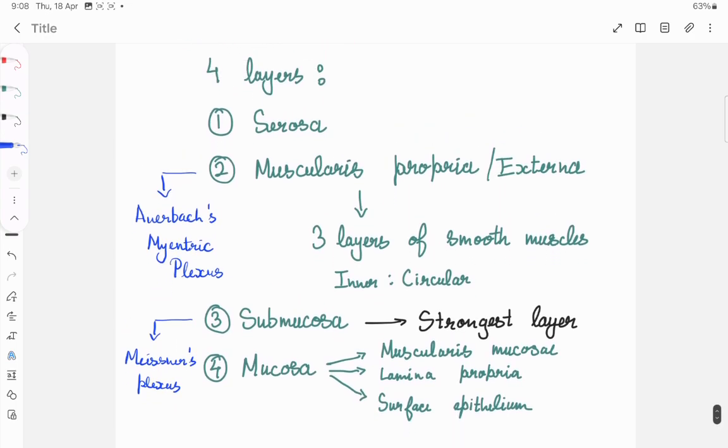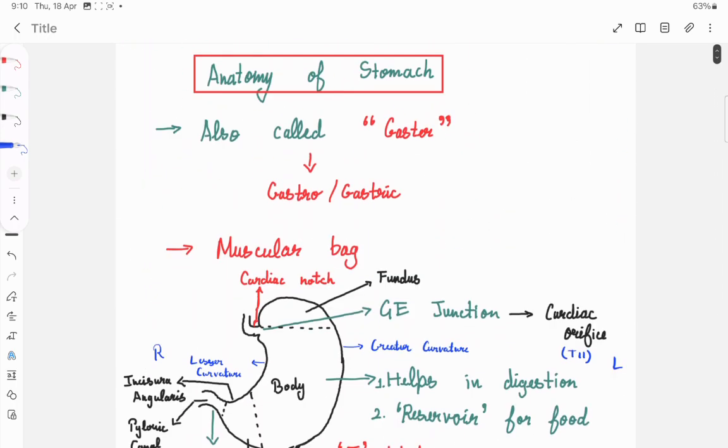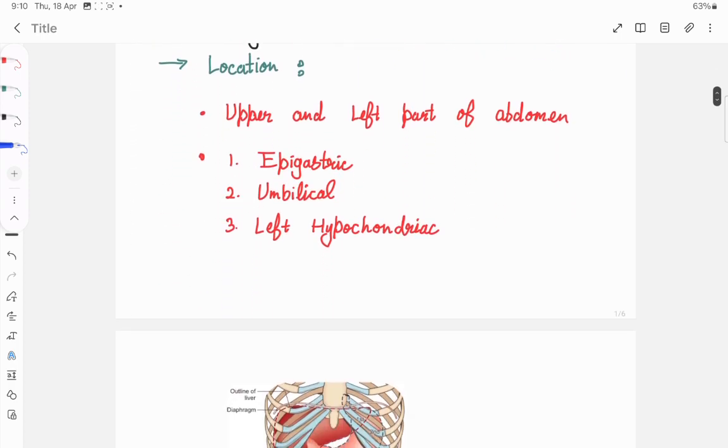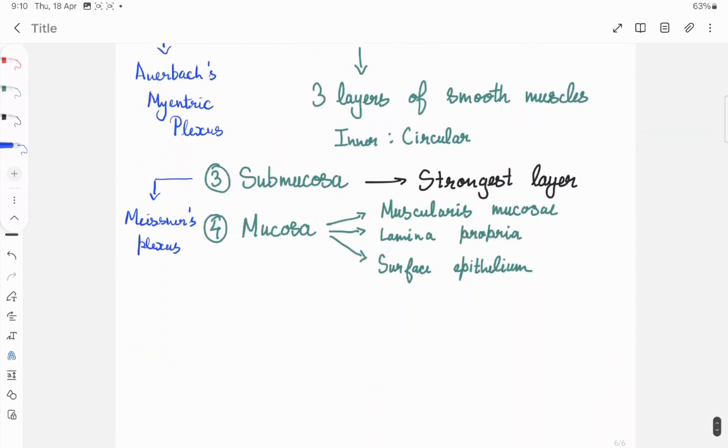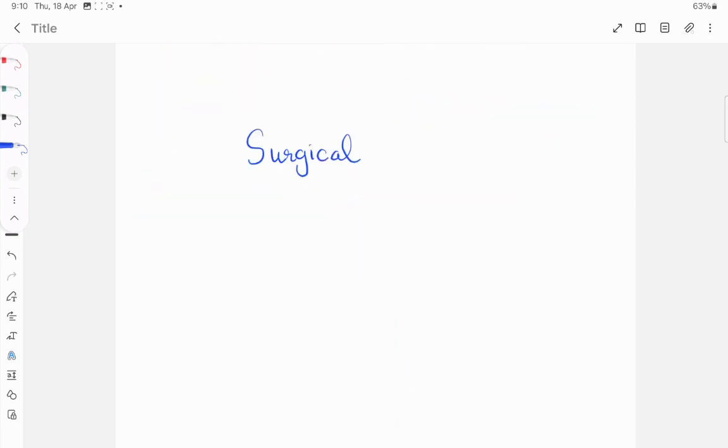So these are the 4 layers: serosa, muscularis propria or externa, which has 3 layers of smooth muscle, and the inner is circular. Then we have the submucosa, which is the strongest layer, containing the Meissner's plexus, and mucosa, which consists of muscularis mucosae, lamina propria, and surface epithelium. So we have completed the anatomy of the stomach, and we have the notes. And next up we will cover the surgical anatomy.